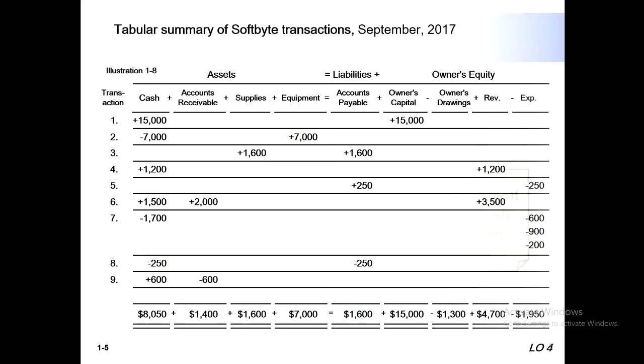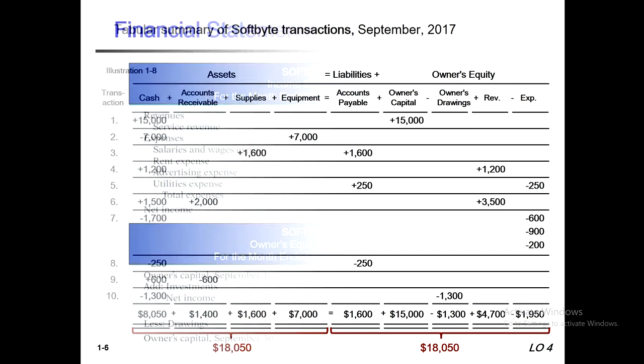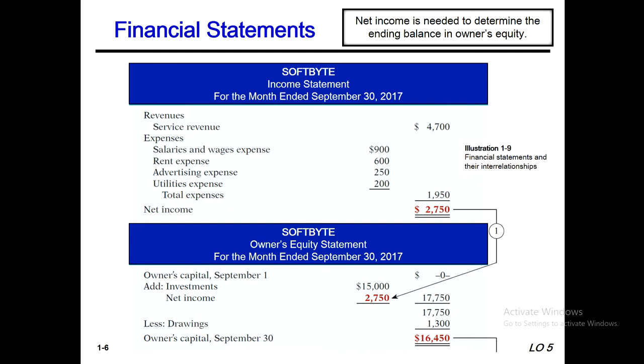Okay, so now we consider the tabular summary of ShopBytes transactions in September 2017. These are the revenue figures, and these are the expense figures. Now this is our income statement prepared for the month ended September 30, 2017. This is our revenue figure and this is our total expenses figure, resulting in net income, for a specific period of time.